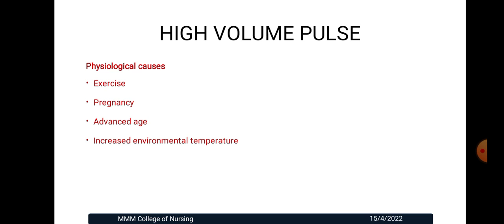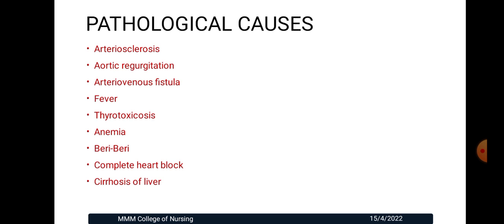Coming to the high volume pulse, the physiological causes are exercise, pregnancy, advanced age and increased environmental temperature. Coming to the pathological causes: atherosclerosis, aortic regurgitation, arteriovenous fistula, fever, thyrotoxicosis, anemia, beriberi, complete heart block and cirrhosis of liver.